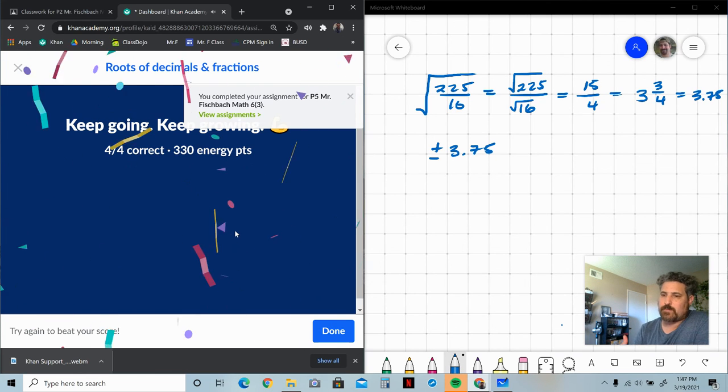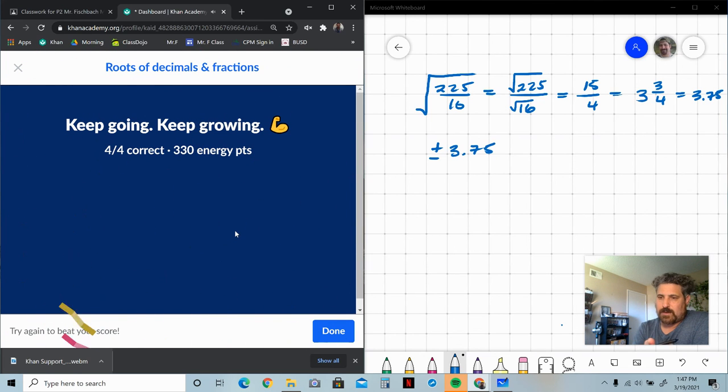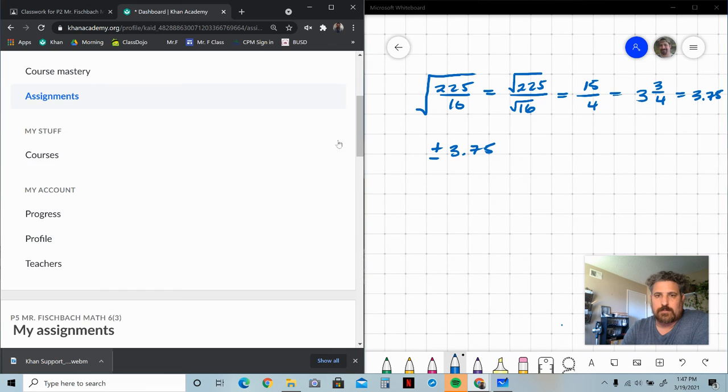And when you take the square root, you always get 2 roots, positive and negative. But Khan on that assignment just wanted the positive value, it seemed. So, all right. Hopefully that was helpful.